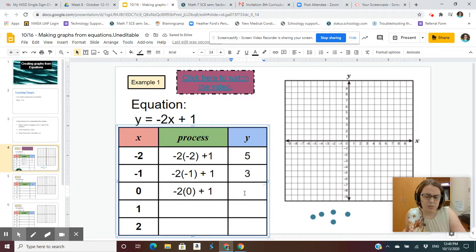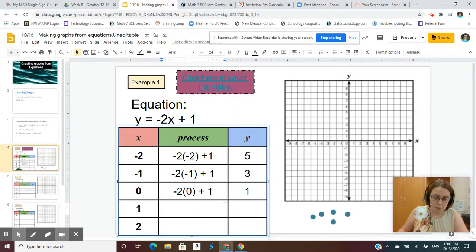Any number times 0 is 0. So negative 2 times 0 is 0, plus 1 is 1. And you'll start to see a pattern over here in the y, and that's because we see our constant rate of change occurring. Our constant rate of change is negative 2. So down here, you'll notice that each one of these is decreasing by 2. And if we continue that process, it should continue decreasing by a negative 2, or decreasing by 2.